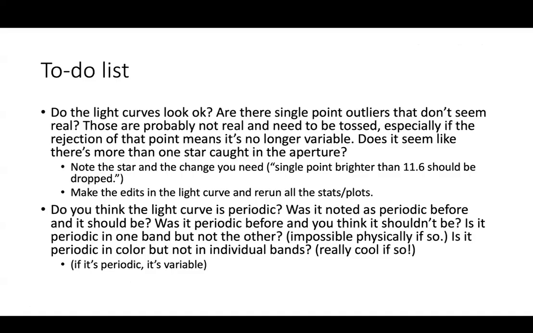And then, so some concrete tasks, things you need to do. Do the light curves look okay? Are there single point outliers that don't seem real? Especially if the rejection of that 1 point means that the target is no longer variable, we should get rid of that 1 point. If, especially for the ground-based stuff, it seems like there's more than one star caught in the aperture, we need to clean that up. So we need to edit the light curves. And if you're working with me, you need to tell me what edits you want so that I can make the edits and rerun everything.